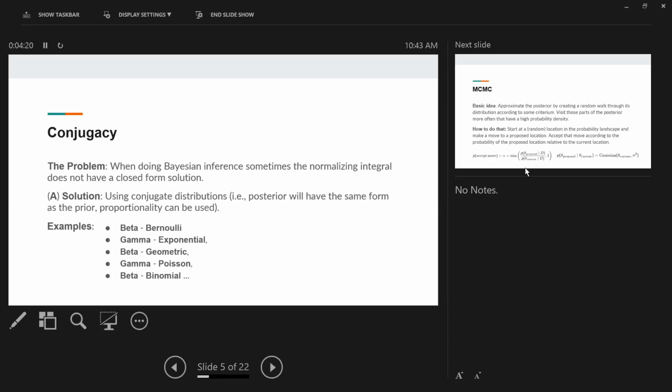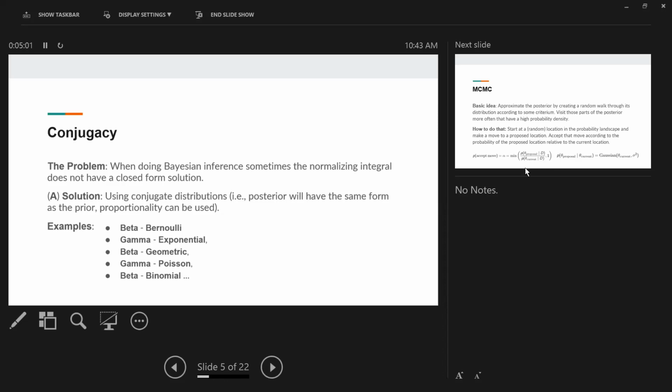So conjugate. I already mentioned which distributions belong to other ones, but the problem is when we do Bayesian inference, the marginal likelihood is an integral and it can be infinite or intractable. So we can't find the posterior distribution. A solution is to use conjugate distributions, so the posterior has the same form as the prior. If you use beta as prior for Bernoulli, the posterior will also be a beta, but with different parameters. Same for everyone on this list. And the conjugate prior of a normal distribution is just a normal distribution.